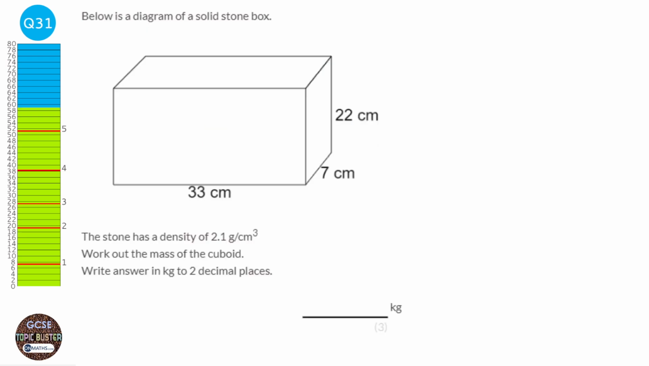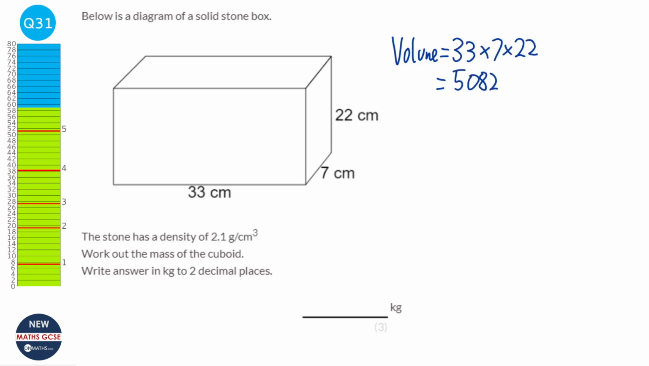To work out the mass, we will need to find the density and the volume. Density is given to us in the question, but volume isn't. So we need to work out what the volume of this cuboid is. So the volume is just the 33 times the 7 times the 22. So that would be 5,082. And that would be centimeters cubed.